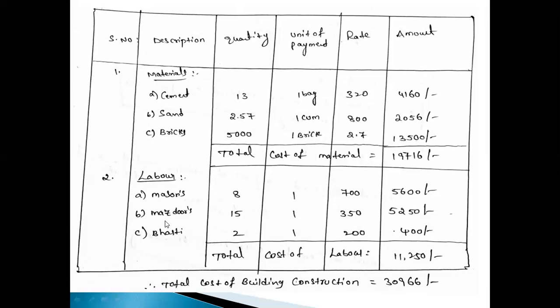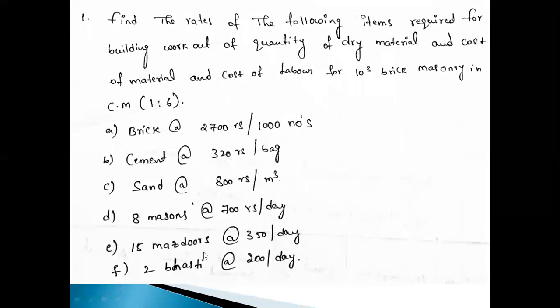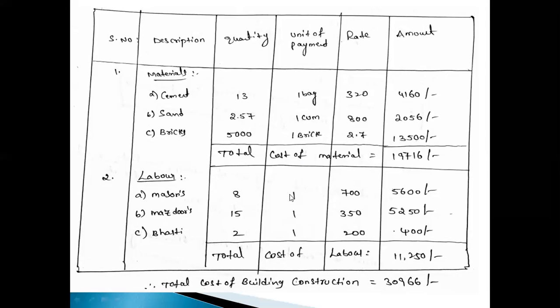And mazdurs, the second one, here 15 numbers and the rate is 350 rupees. So the unit of payment is 1, and the rate is 350 rupees. Then multiply 350 into 15, 5,250 rupees, the total for mazdurs. Next one, bisti: quantity 2 numbers, unit of payment 1, and rate is 200. 200 into 2 equals 400.